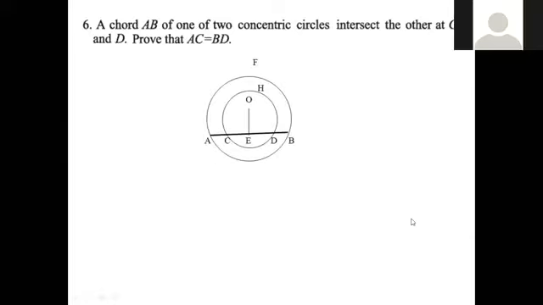Our next problem, problem number 6. A chord AB of one of two concentric circles intersects the other at C and D. Prove that AC is equal to BD.